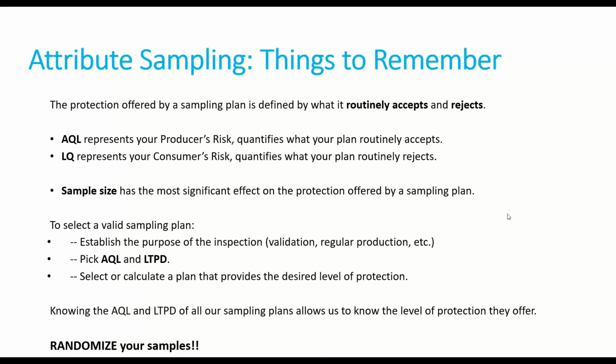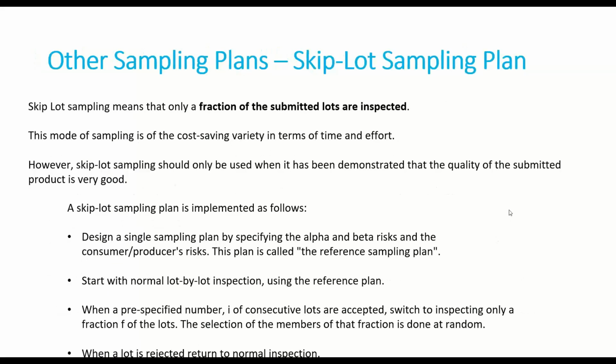The selection of that fraction can be done at random, or you'll have some kind of plan. But when a lot is rejected, you go back to normal inspection, inspecting all your lots. So this is nice whenever you have good quality and all your lots are being accepted. We don't have to look at every single one, but you need to justify it and document it, of course.